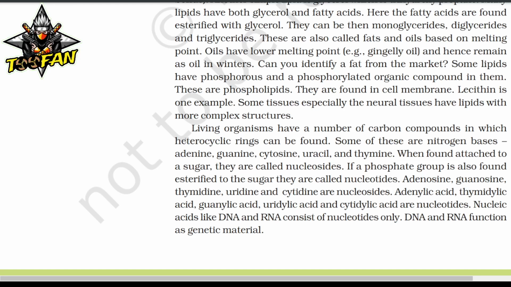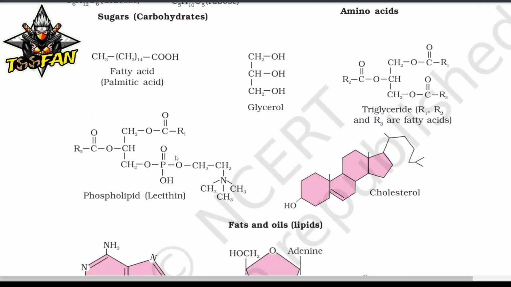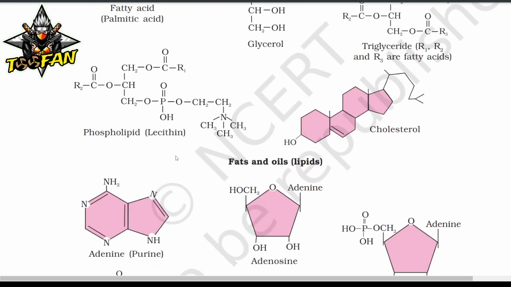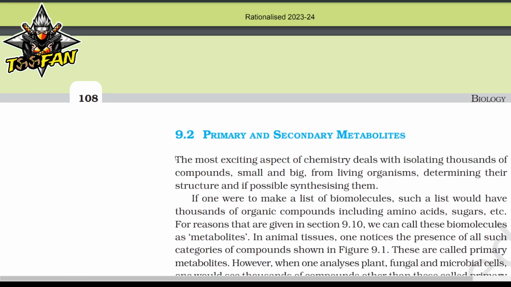Nucleic acids like DNA and RNA consist of nucleotides only. DNA and RNA function as genetic material. So these are the figures where we find some structures: cholesterol, phospholipid, adenine, adenosine, uridine, etc.